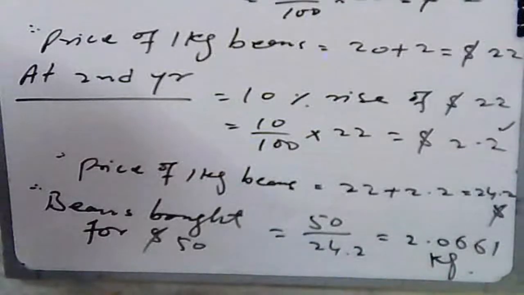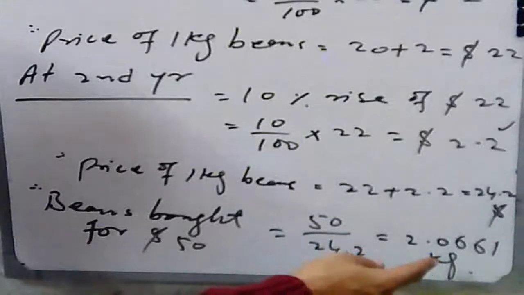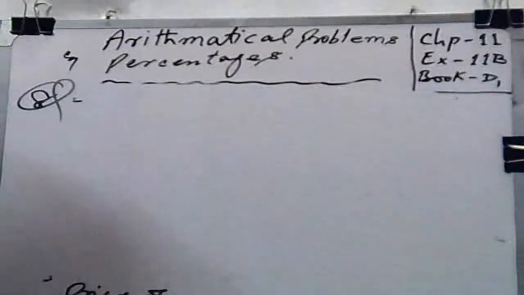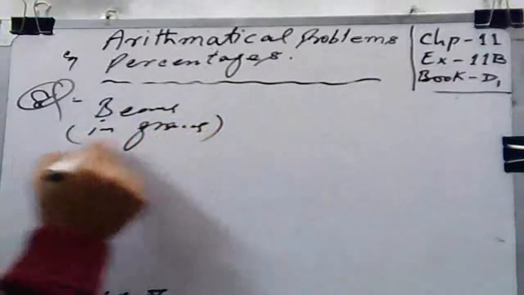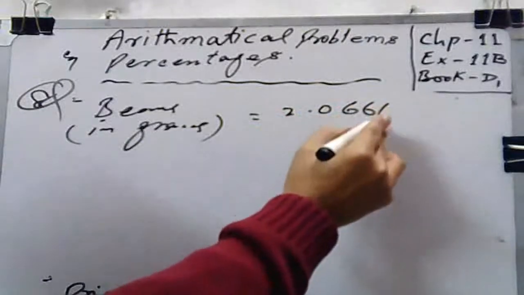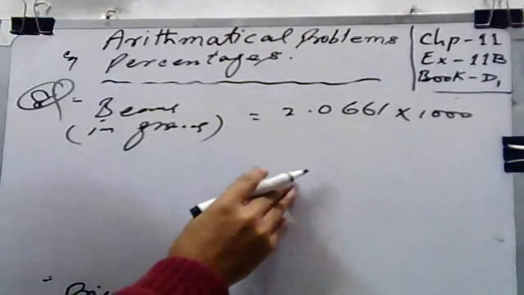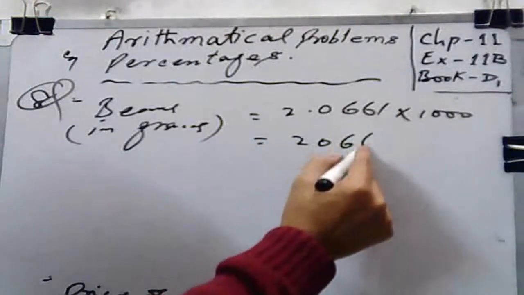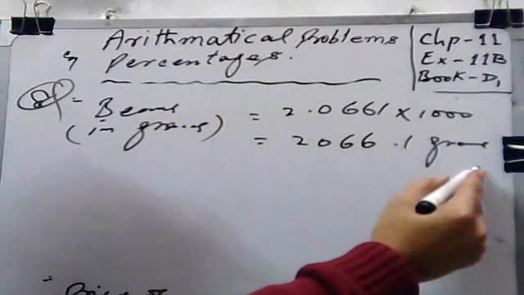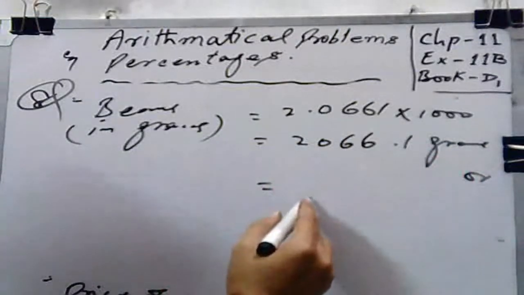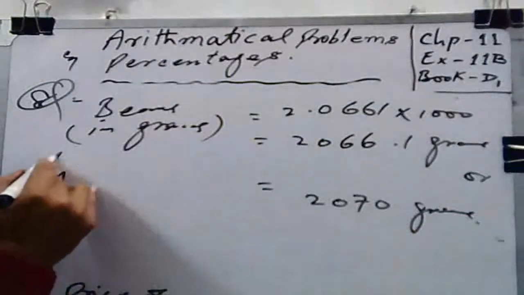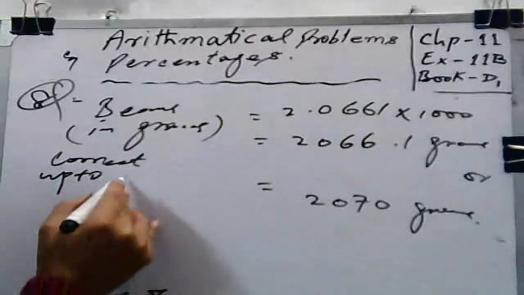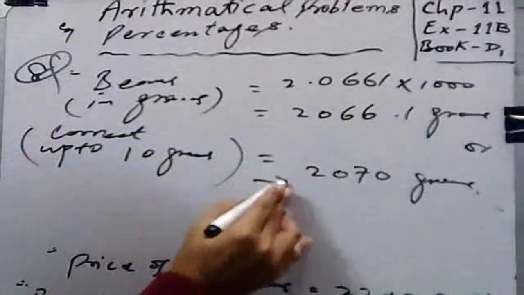We have to find the beans in grams also. It is in kg form, so convert into grams. Beans in grams, you have to multiply 2.0661 by 1000, because in 1 kg there are 1000 grams. After multiplication you will get 2066.1 grams. So you can say that is equal to 2070 by rounding off, because it is correct to 10 grams. So that is your answer.